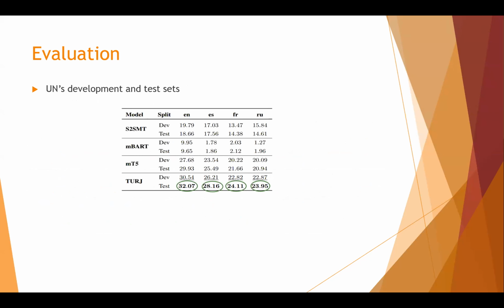So for the evaluation on the other dataset, the United Nations parallel corpus, as you see in this figure, AraT5 outperformed all the baselines.